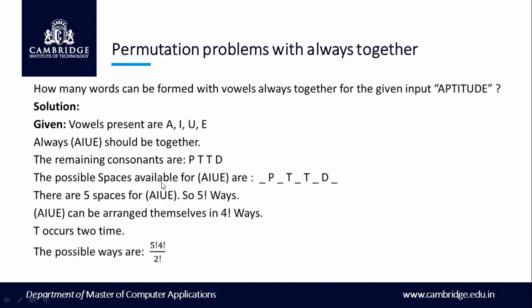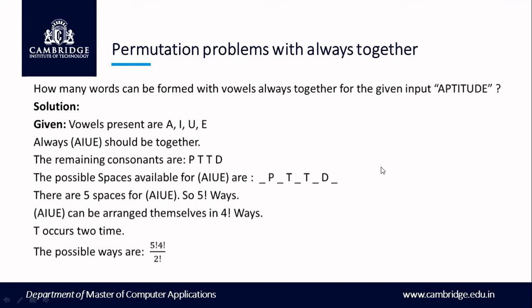So now find out the possible spaces for this AIUE to fill. It can be either before P, or in between P and T, or in between the two T's, or in between T and D, or the final after D. There are 5 spaces for AIUE to get filled. So can I say it is 5 factorial ways for it to get filled? But A, I, U, E can themselves be arranged in 4 factorial ways. They can get shuffled. So here the possible way is 5 factorial into 4 factorial.